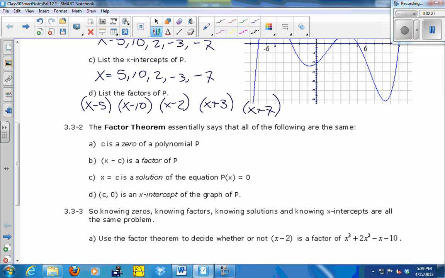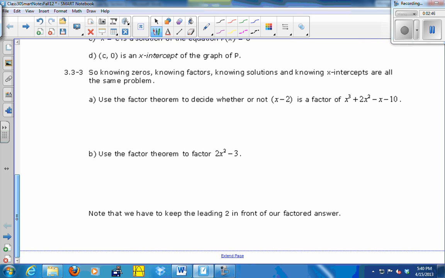If you know one thing, then you can come up with 3 other things, right? If I give you a 0, then you know one place where the function equals 0, you know a factor of the function, you know its x-intercept. So if I give you one piece of information, you can come up with 3 more. Okay, so they're all basically the same problem. So I want to use this factor theorem that says that factors and zeros and x-intercepts are all essentially the same thing to decide whether or not x minus 2 is a factor of this polynomial.